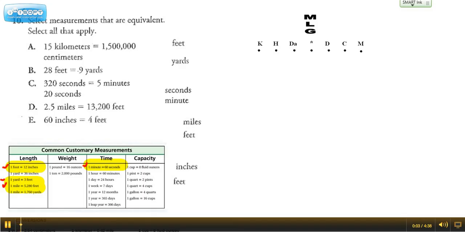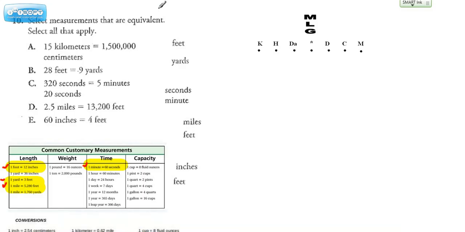We're taking a look at question number 10, and they want us to select measurements that are equivalent, select all that apply, and we have to find it for each one. So probably the easiest one is this first one because metric is always easier because you can use this metric conversion chart. The prefix that we have on our starting unit is kilometers, so that's right here. Kilo means 1,000, and we're converting it to centimeters. So that's basically 1, 2, 3, 4, 5 to the right.